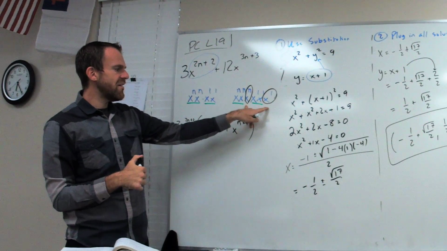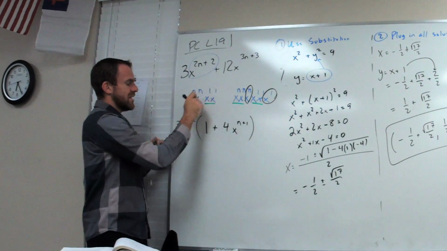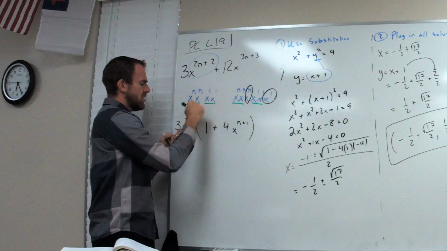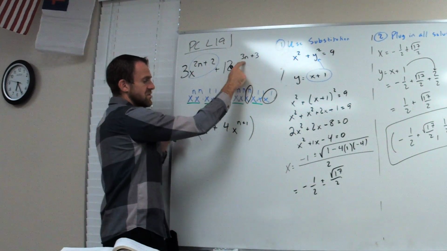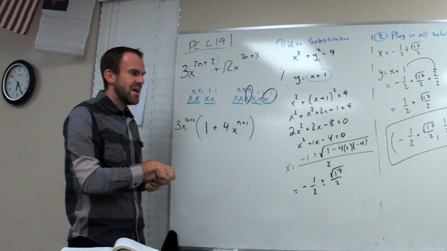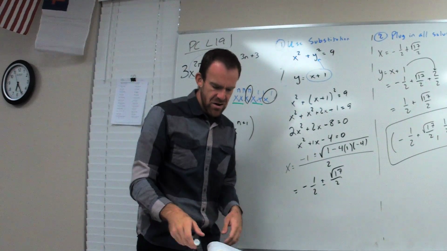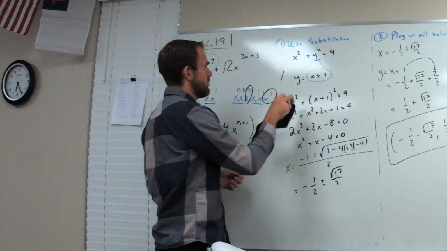I'm leaving the ones that I have left over, but I know that if I re-multiply these out, I get the thing that I started with. 3 times 4 is 12. 2n times n is 3n. 2 times 1, or x squared times x is x cubed. Let's try another one, because those are quite tricky.